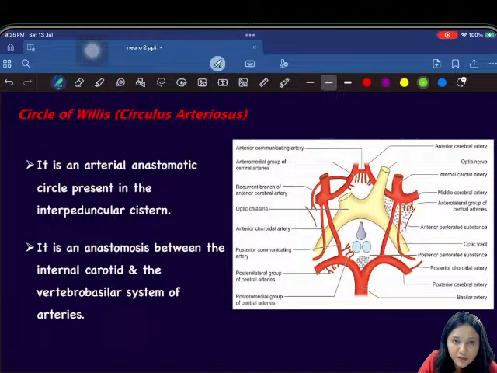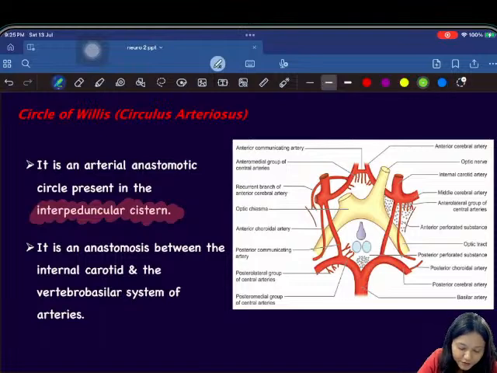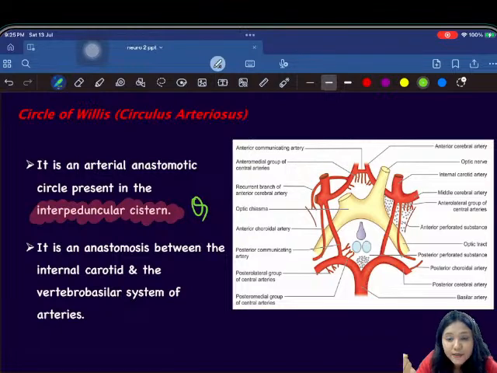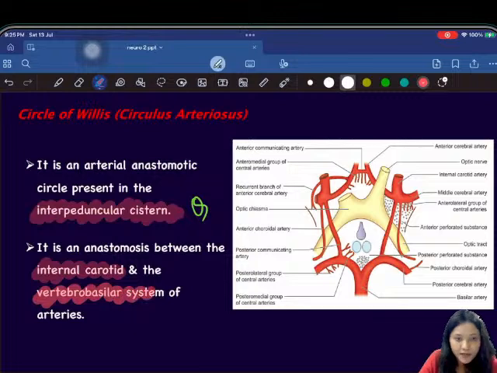Let us come to the most common question which is asked in the first year MBBS, that is your circle of Willis. Now you know that circle of Willis is an anastomotic channel present in the interpeduncular cistern, asked in the NEET PG. So it might come in the FMGE as well. In which cistern do you get the circle of Willis? So it is the interpeduncular cistern, or you can say interpeduncular fossa. Now it is the anastomotic channel between the internal carotid artery branches and the vertebrobasilar artery branches. Okay, so that is the anastomotic channel.